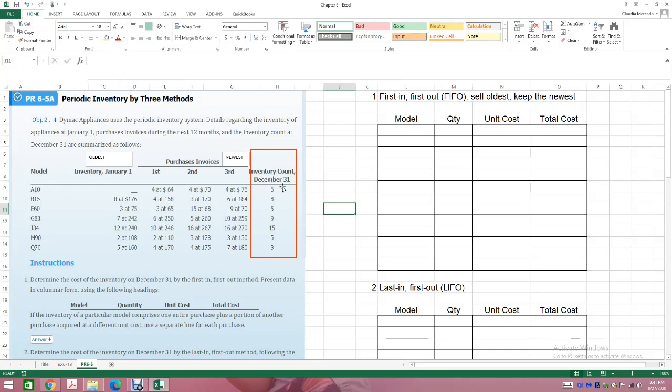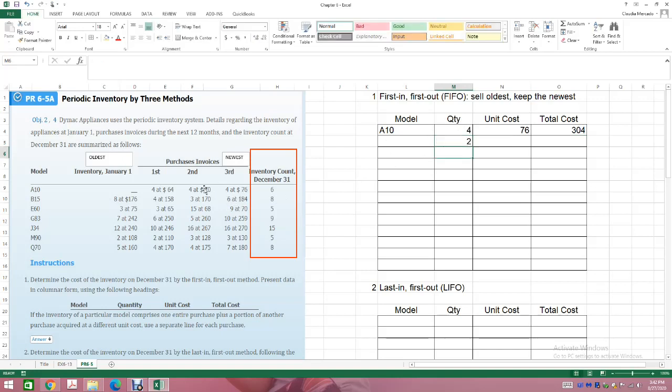We're going to go model by model. I'm going to start off with model A10. For model A10, I know I'm keeping the newest. The newest is 4 at 76. So that's 4 times 76, which is $304. I have 6 and I've already kept 4, so I need 2 more.